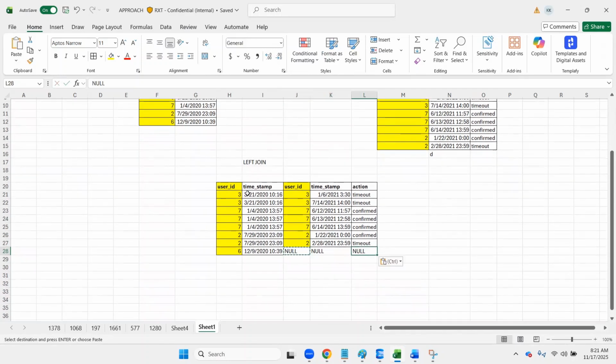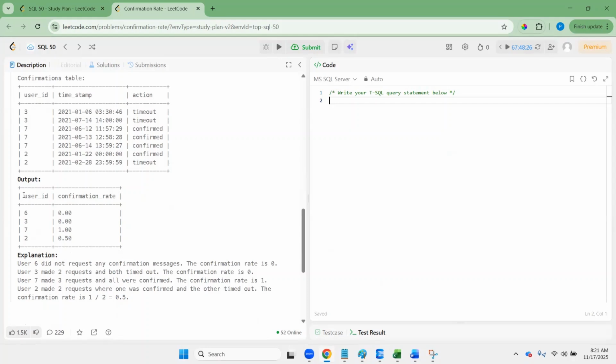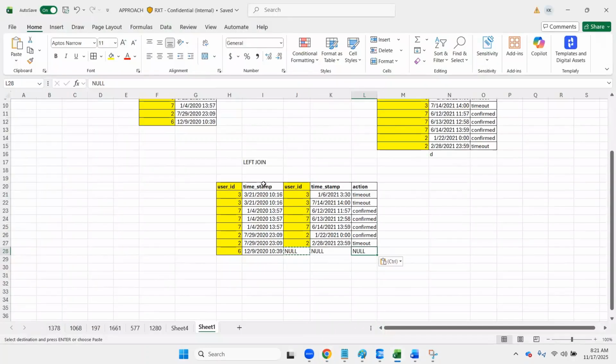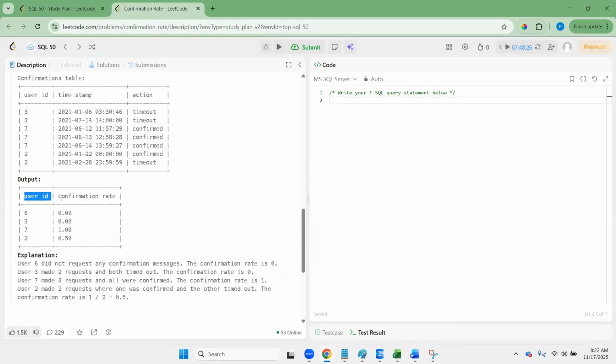Yes, so we're getting the big table. Now our requirement was that from this we want user IDs, right? So I'm fetching the user ID. User IDs, yeah. Then the confirmation date. So how to get this confirmation date? That was the logic here.